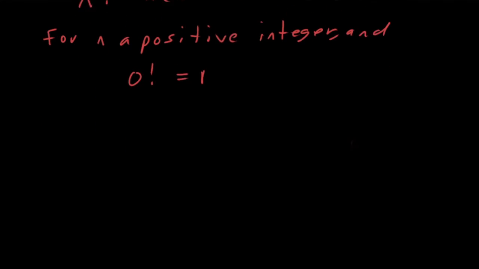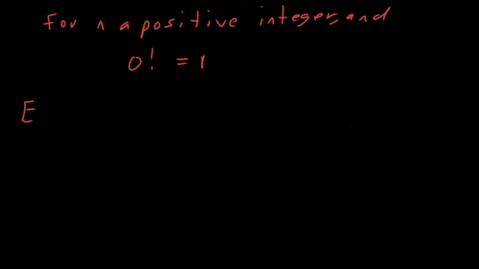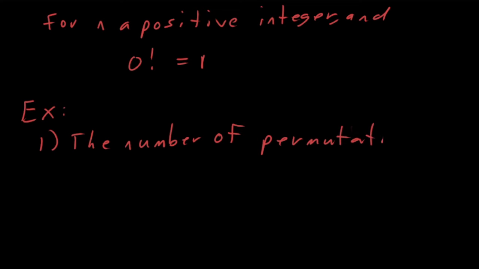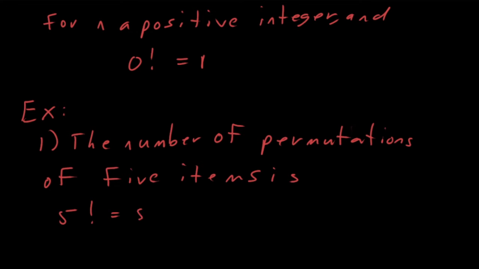Okay, so here's some examples. So example number 1, the number of permutations of 5 items is literally 5 factorial, which is 5 times 4 times 3 times 2 times 1, which is equal to 120.